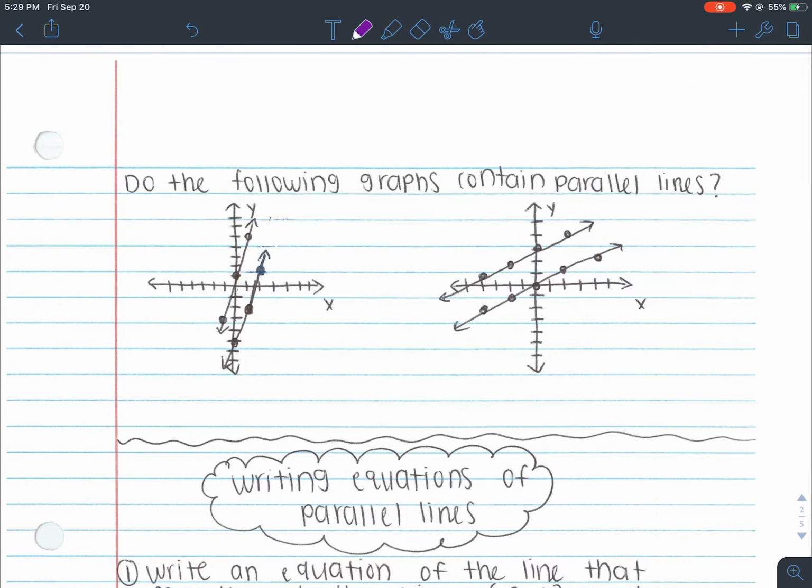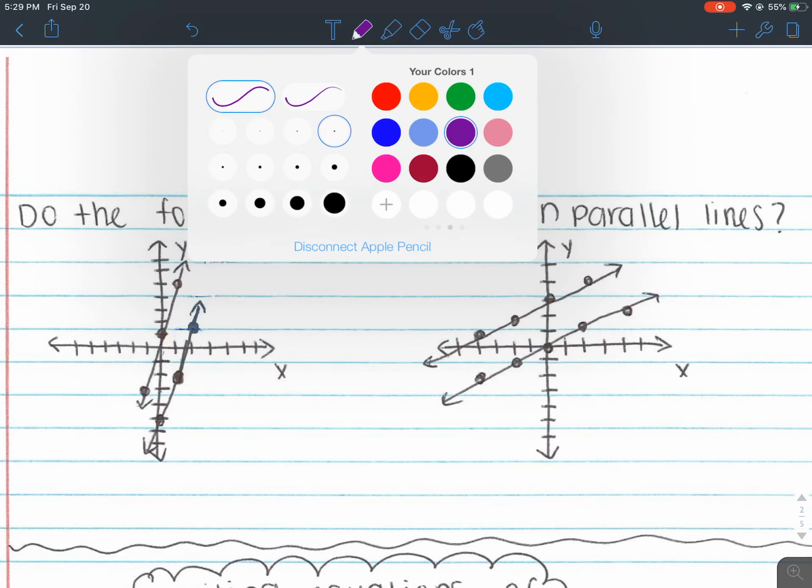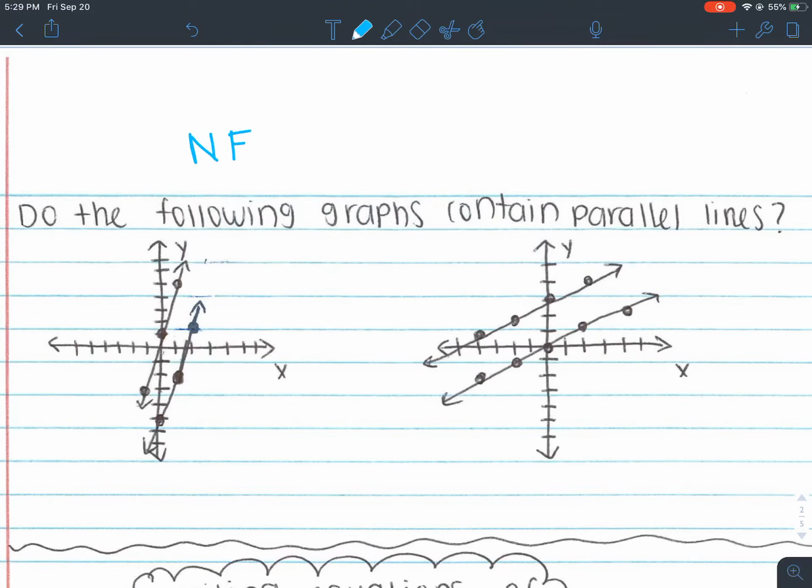All right, so now we're going to go into looking whether graphs have parallel lines or not. And here, you can't just look and be like, oh, well, they don't look like they're touching, so I guess they're parallel, right? So you can't just look at it and assume. You need the same slope. If you do not have the same slope for both of your lines, then they can't be parallel. So do the following graphs contain parallel lines?